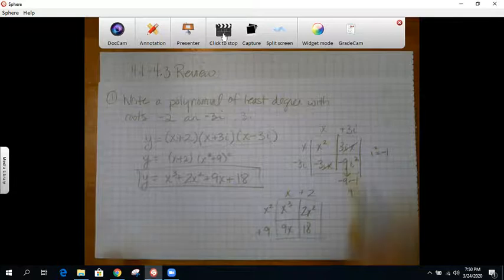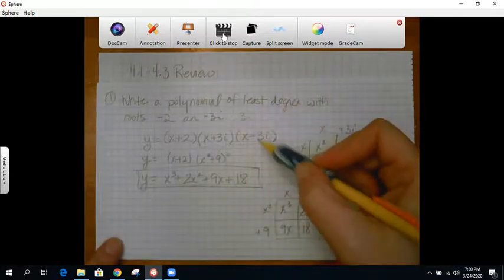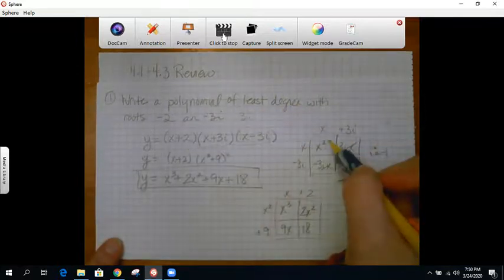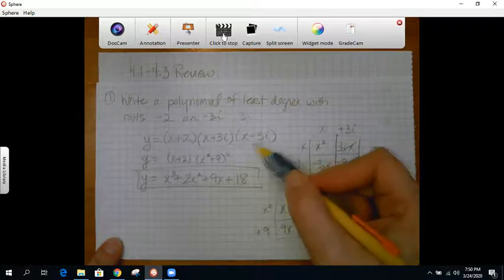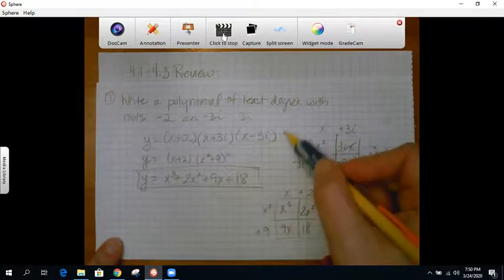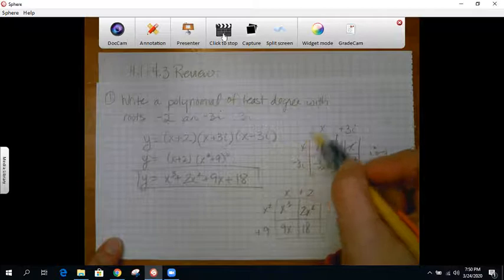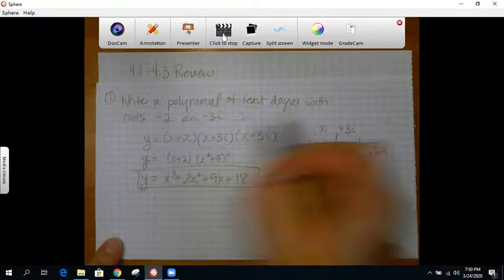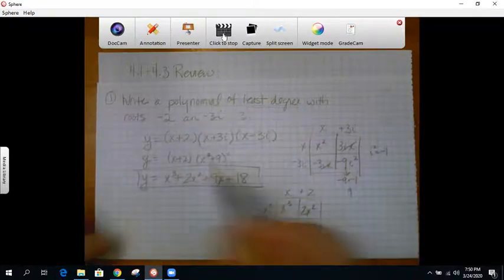Okay, when it says least degree, that just means don't add extra stuff, right? You could have another polynomial that has these as roots and then also have other stuff like, I don't know, x minus 4 or x plus 2. When it says least degree, it means don't get any funny ideas. Just work with what you're given.